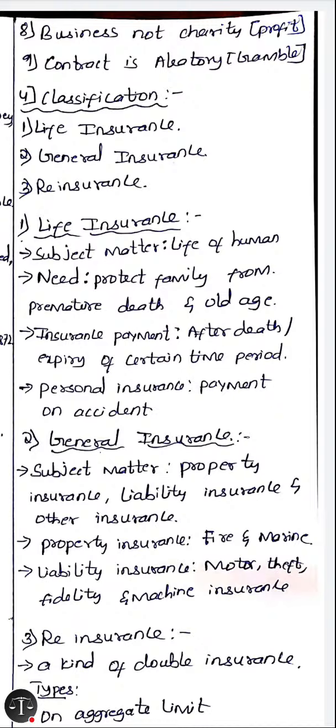So what is the need? To protect the family from premature death and old age. If the family is dependent on a person, and if a premature, sudden death happens, then the whole family should be fed, right? So the insurance is done for that. And during old age, the income of a person is reduced, and if the family is dependent on them, it will be difficult for them to survive. So that's why they take life insurance. Insurance payment. The insurance is paid after death or expiry of a certain time period. Personal insurance. Only in the case of personal insurance, the payment is done on accident.